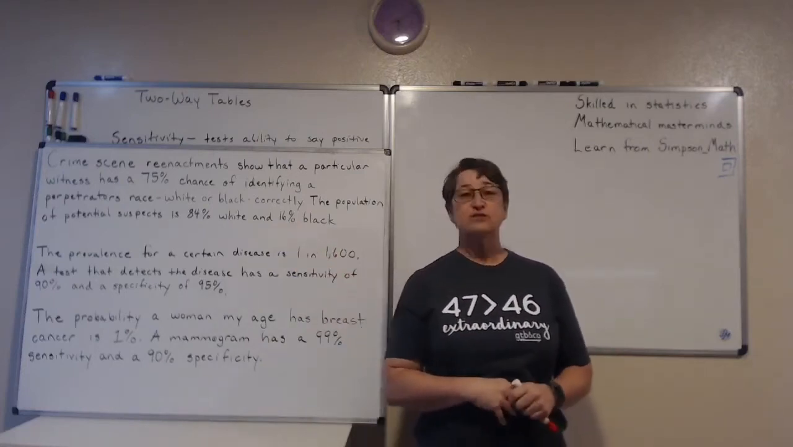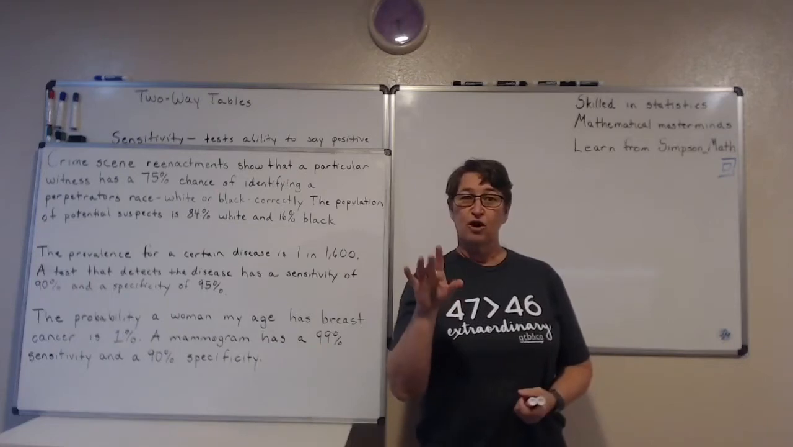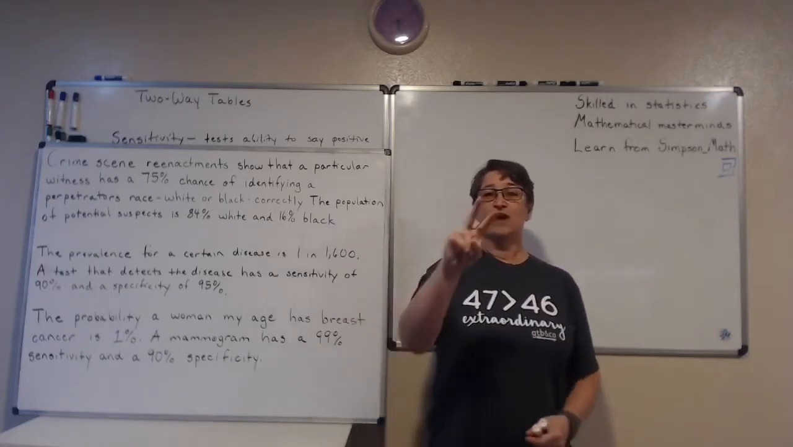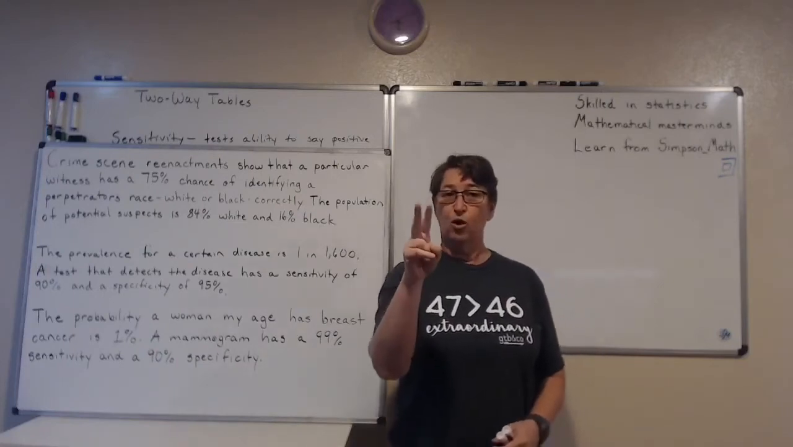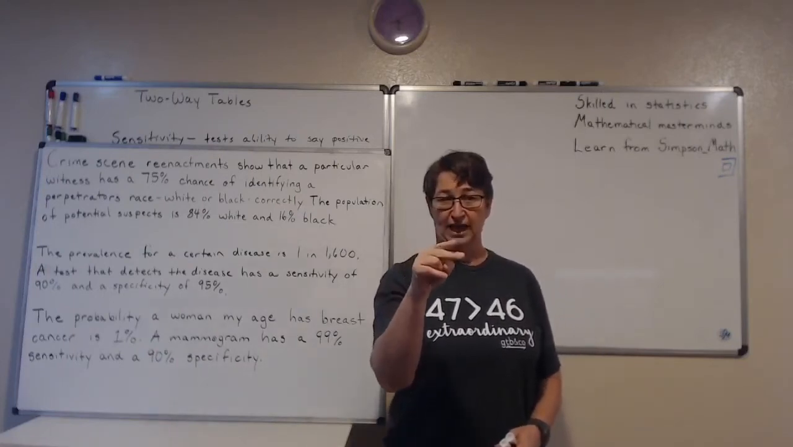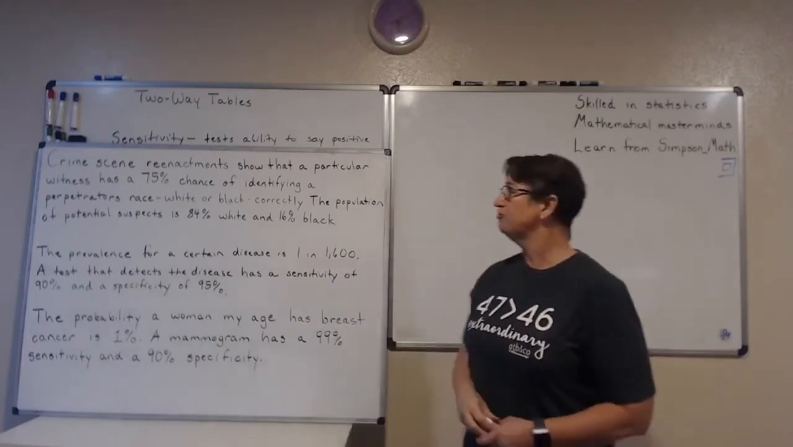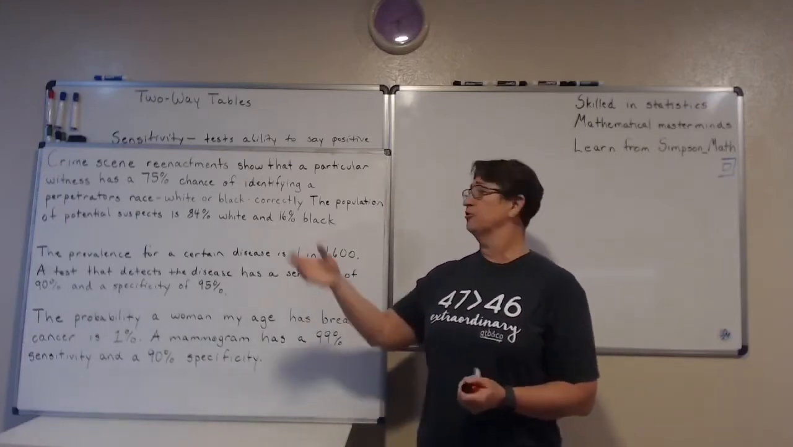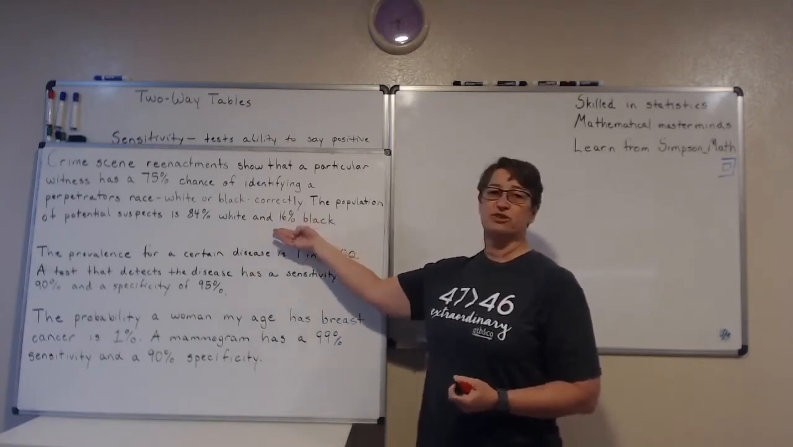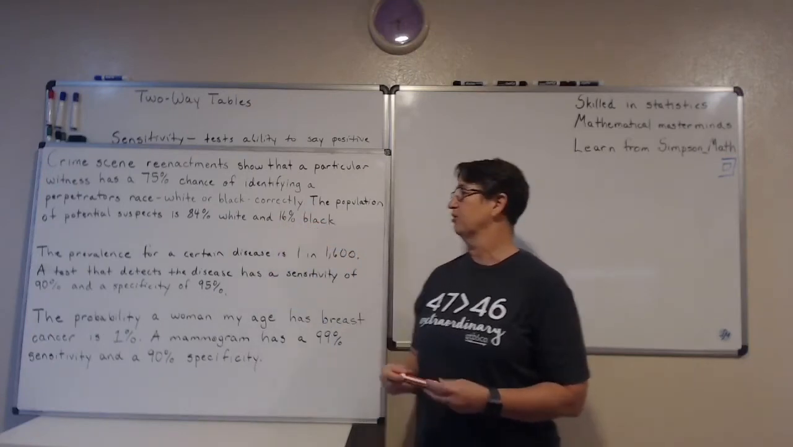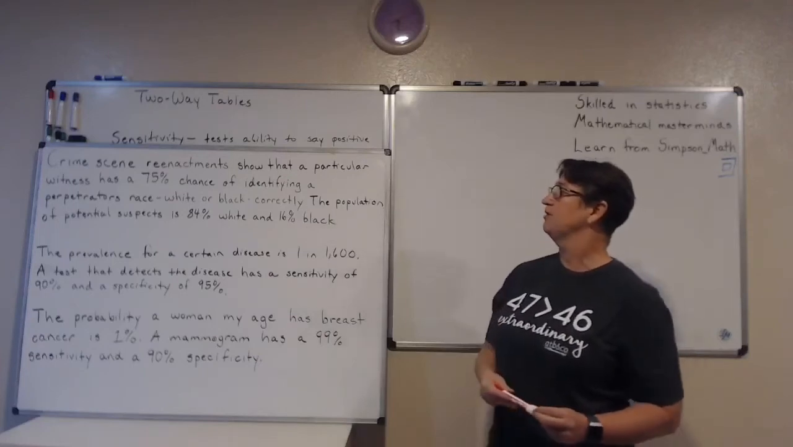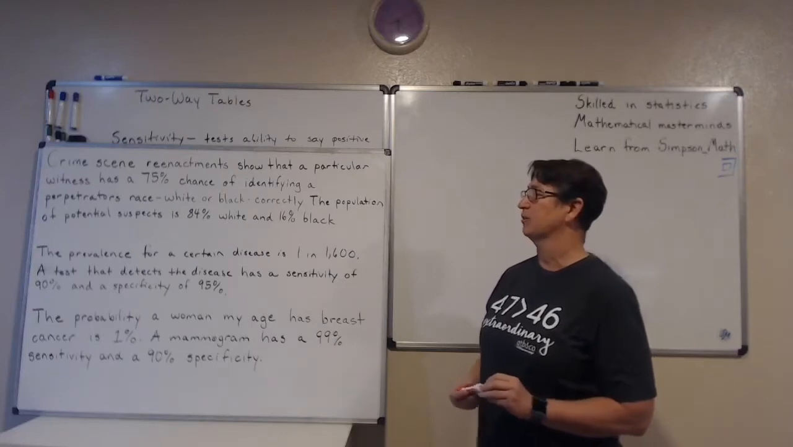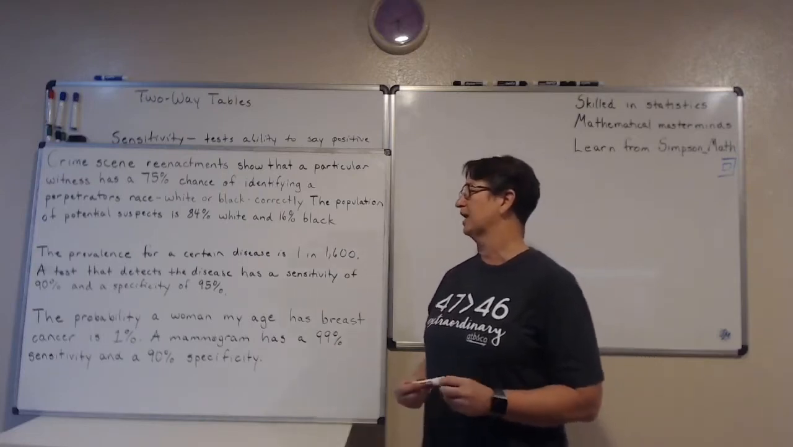So the first thing we're going to do is we're going to look for our two variables. So remember, a two-way table, we've got two different qualitative variables that we're looking at. So do you see one of the variables on there? What's one of the variables I'm going to be representing with this particular scenario? Crime scene reenactment show that a particular witness has a 75% chance of identifying a perpetrator's race, white or black, correctly.